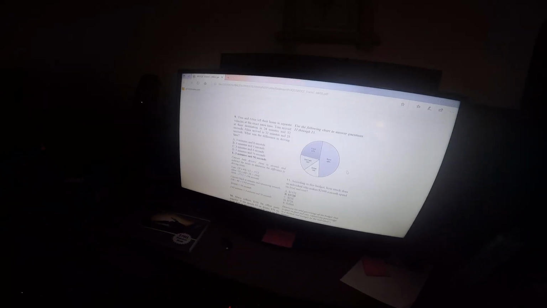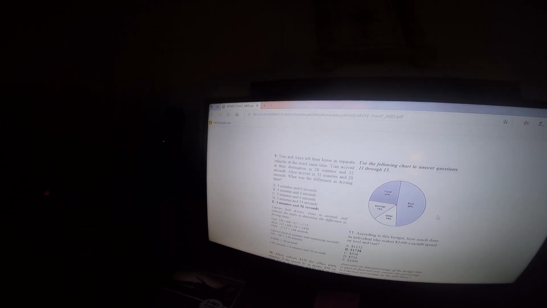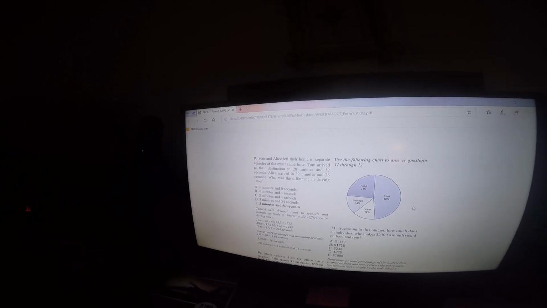Tom and Alice left their home in separate vehicles at the exact same time. They arrived at the destination in 28 minutes and 32 seconds. Alice arrived in 32 minutes and 28 seconds. What was the difference in driving time? 3 minutes and 56 seconds.